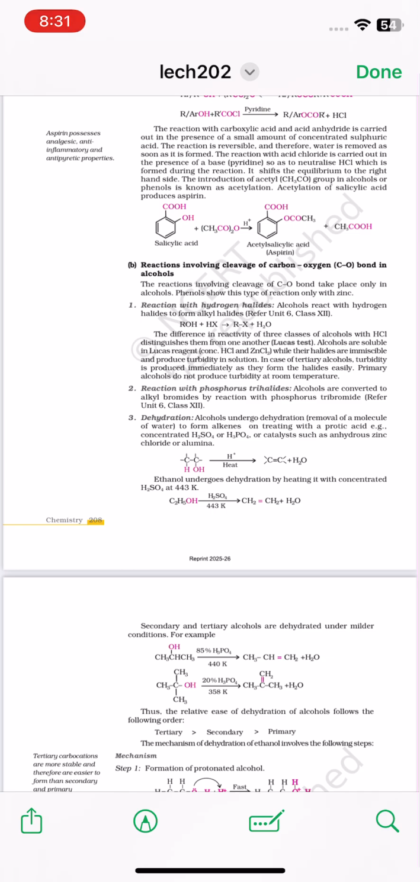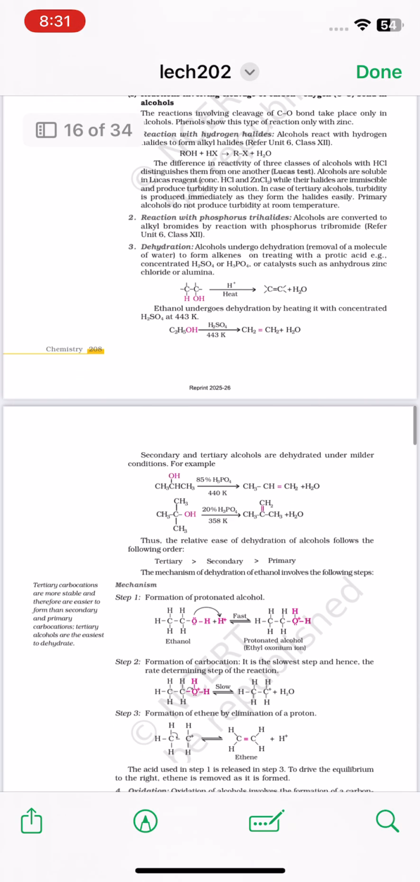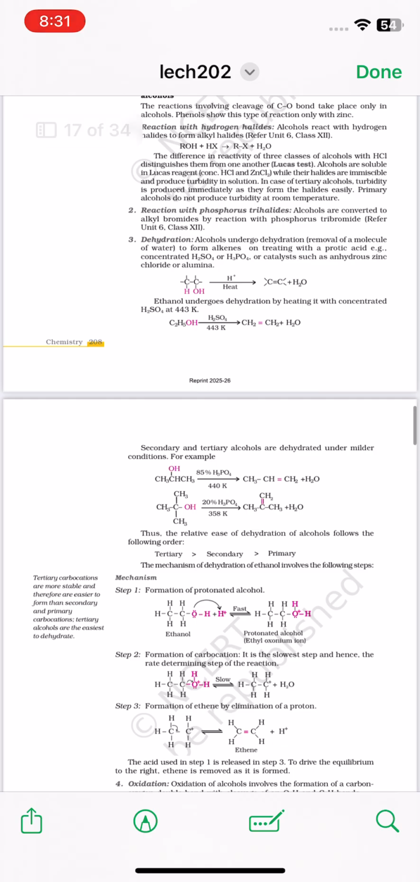Reaction with hydrogen halides. Alcohols react with hydrogen halides to form alkyl halides. ROH plus HX gives RX plus H2O. The difference in reactivity of the three classes of alcohols with HCl distinguishes them from one another. Lucas test. Alcohols are soluble in Lucas reagent, concentrated HCl and ZnCl2, while their halides are immiscible and produce turbidity in solution. In case of tertiary alcohols, turbidity is produced immediately as they form halides easily. Primary alcohols do not produce turbidity at room temperature.